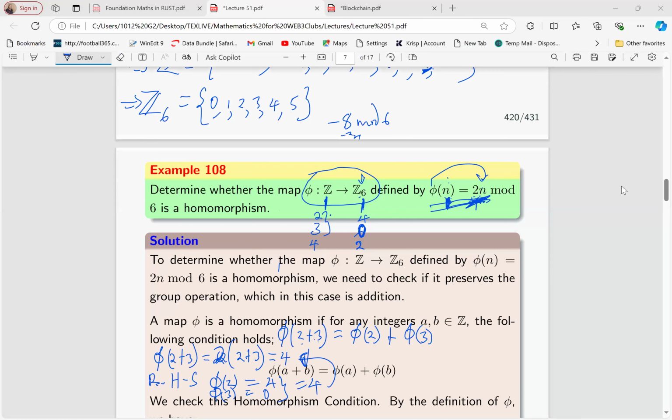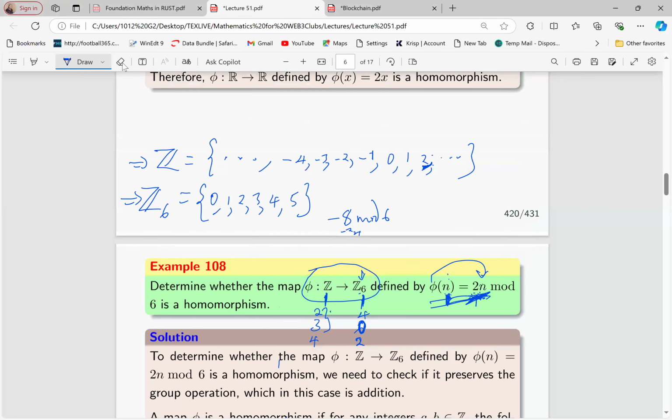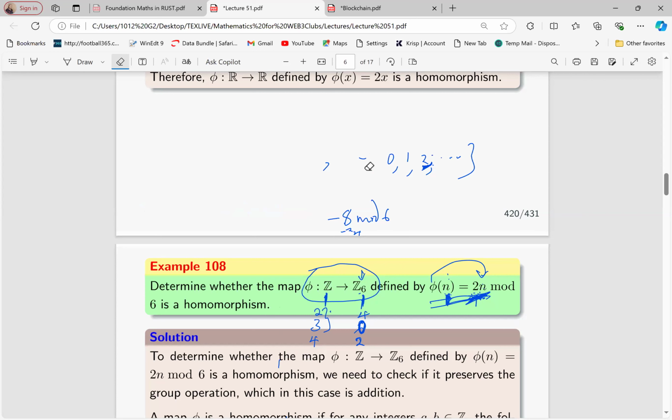Once you understand what it means, once you understand that we are just mapping elements of a group to another group, and we are saying that if the operation is addition, that operation must be preserved. If the operation is multiplication, again, it must be preserved. And once you know the definition of a homomorphism, it becomes very easy.